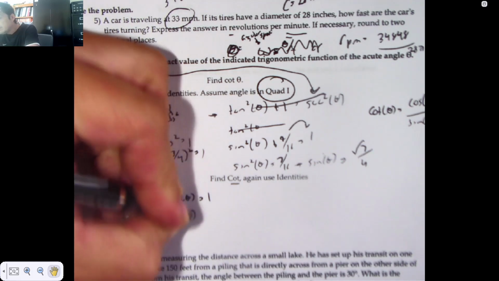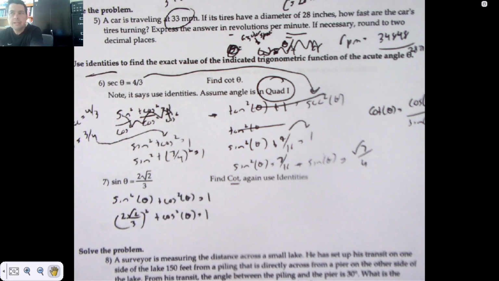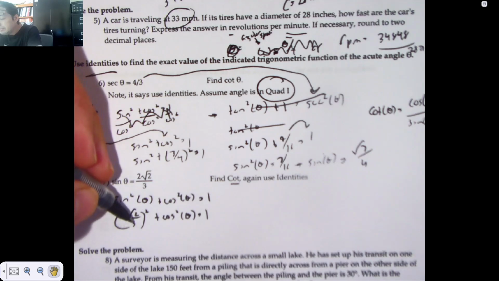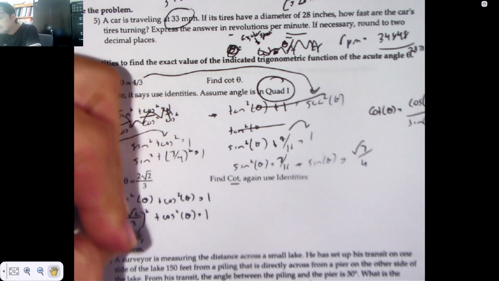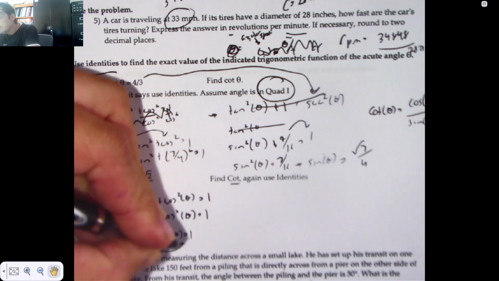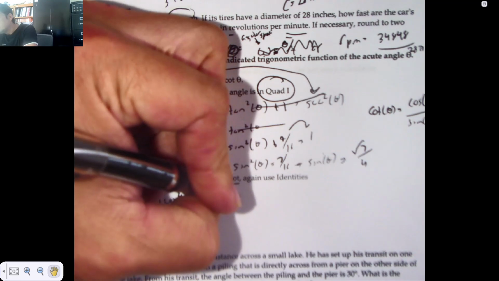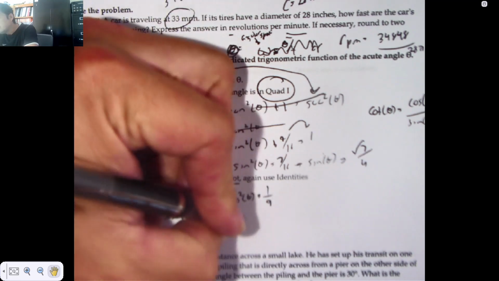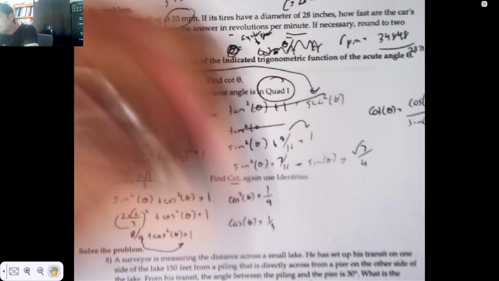What this does is enable me to get cosine. If I have sine and cosine, it's really easy to get tangent. If I square this, I'll have 4 times 2, which is 8, over 3 squared, which is 9. So 8/9 plus cosine squared of theta is 1. I'm going to subtract 8/9. So the cosine squared of theta is now 1/9, which means that the cosine of theta is 1 over 3.